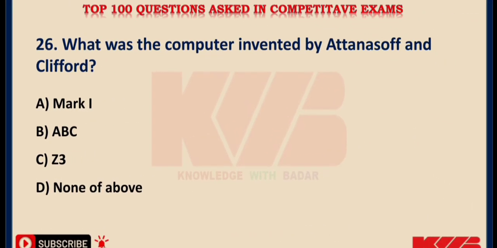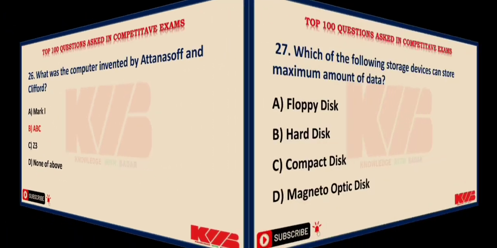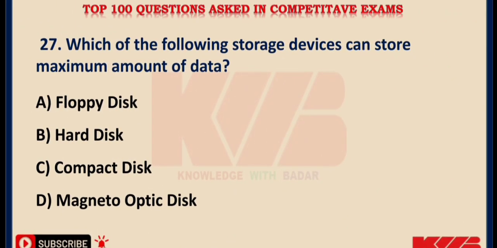What was the computer invented by Atanasoff and Clifford? Mark 1, ABC, Z3, or none of the above? And the correct answer is ABC. Question number 27. Which of the following storage devices can store the maximum amount of data? Floppy disk, hard disk, compact disk, or magneto-optic disk? And the correct answer is hard disk.